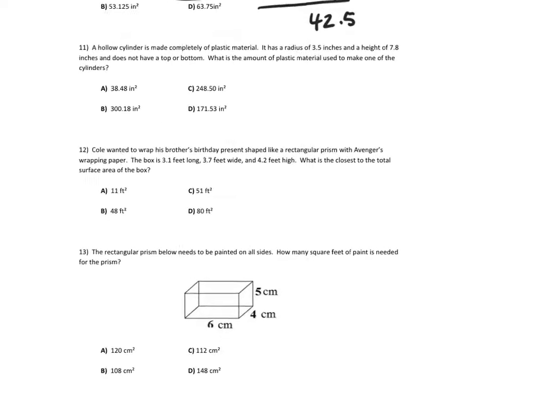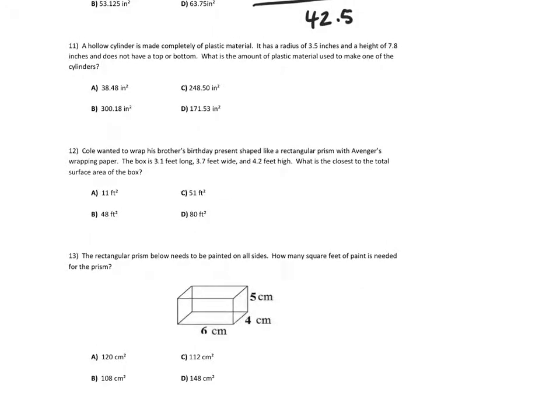Number 11 is a hollow cylinder is completely made of plastic material. If the radius is 3.5 and the height is 7.8 and does not have a top or bottom, what is the amount of plastic material used to make up the cylinders? Okay, it doesn't have a top or bottom, so it's talking about lateral. Okay, so it's really just talking about that label.